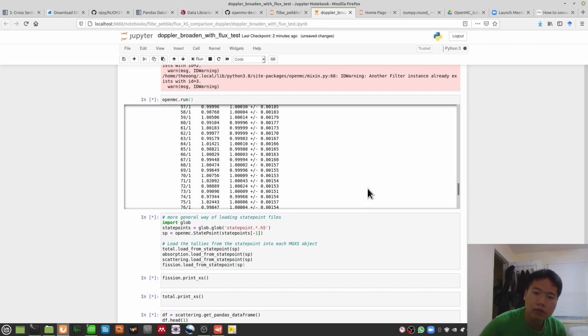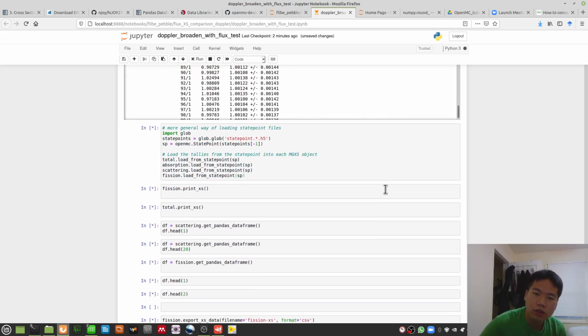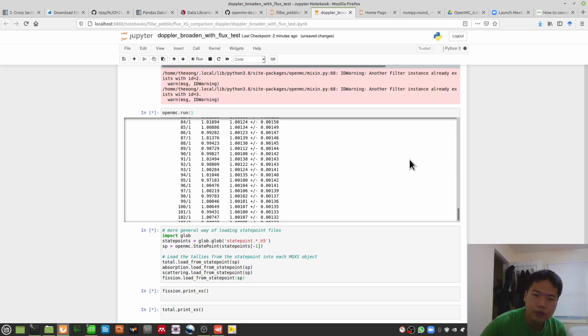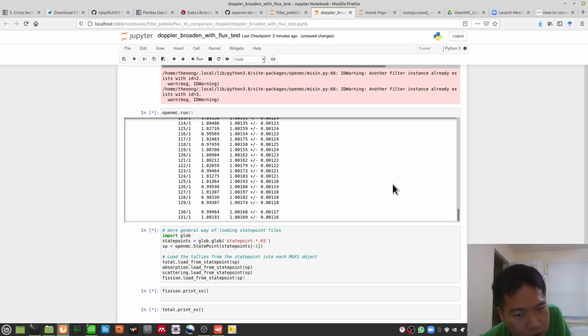Alright, so K effective is below 1.001 at this temperature. It should be okay. Alright, so delicate, fingers crossed.